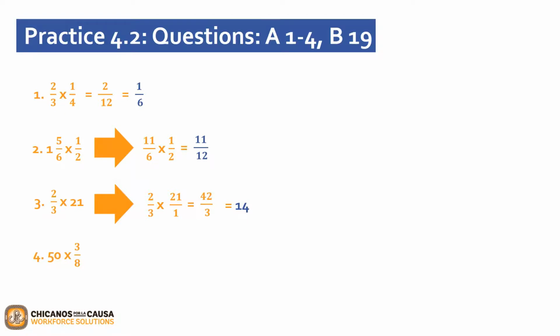And finally, last question. We have 50 times 3 over 8. So we're going to follow the same rules as in question 3. So we're going to do 50 over 1 times 3 over 8. Multiplied across the board, that gives us 150 over 8. Of course, we're not quite done yet, as that can be further reduced and then turned into a mixed number, giving us a final answer of 18 3/4.